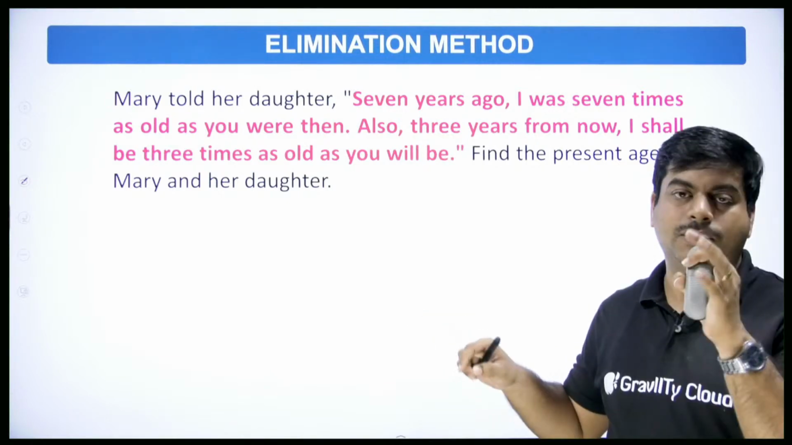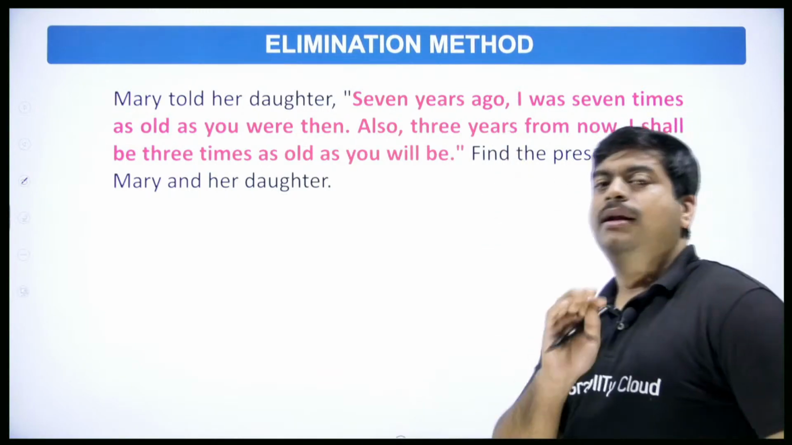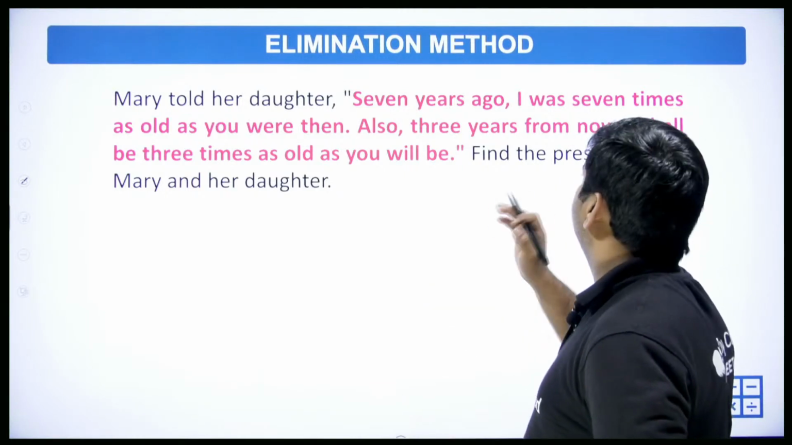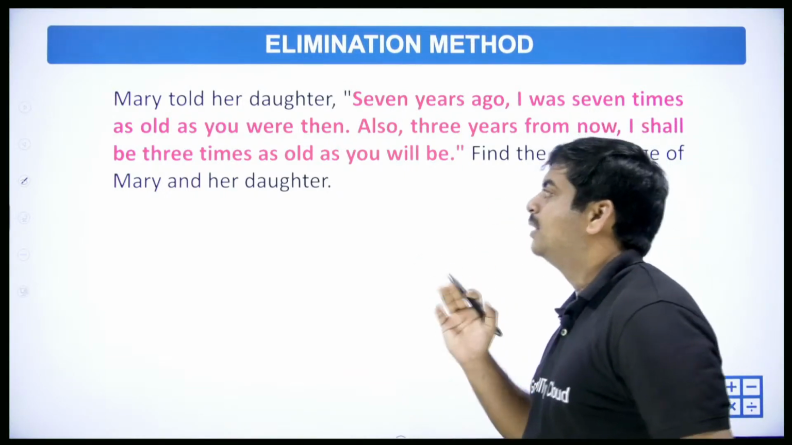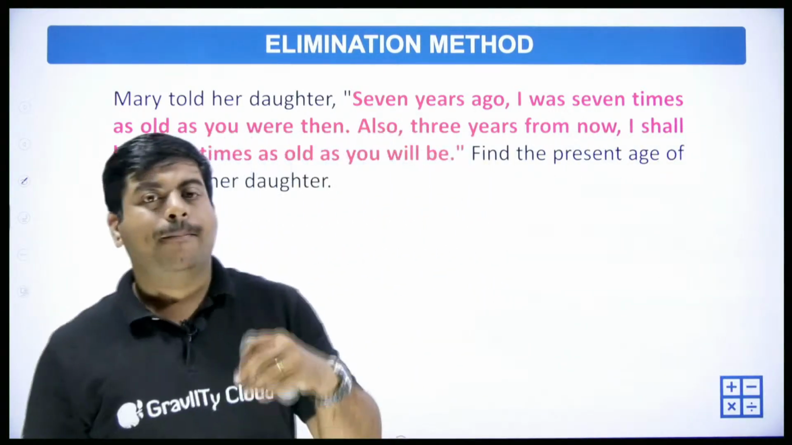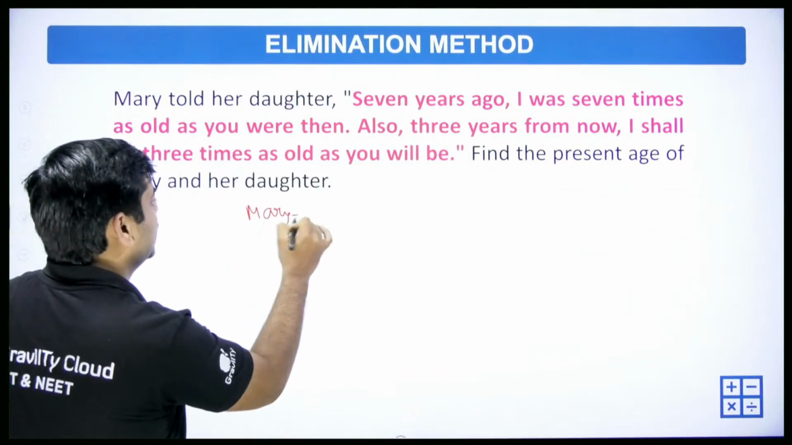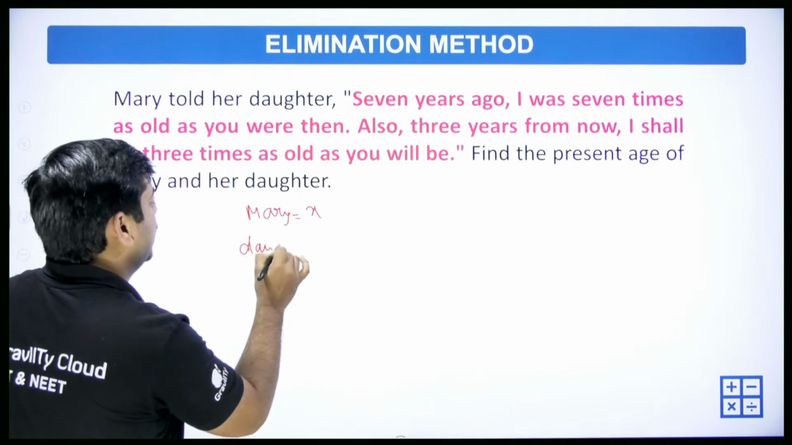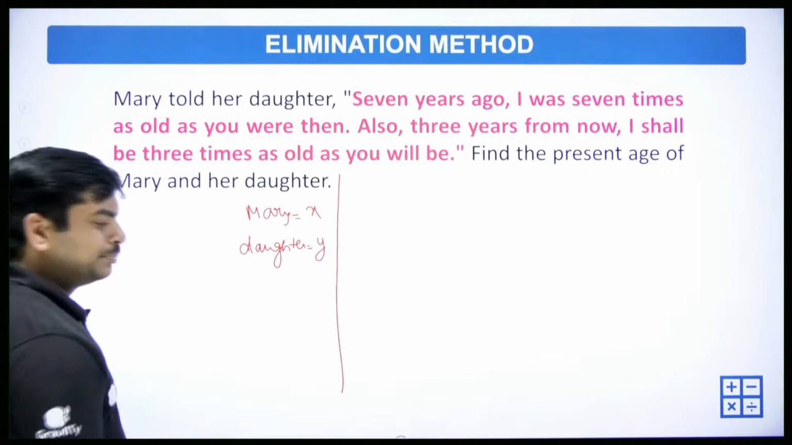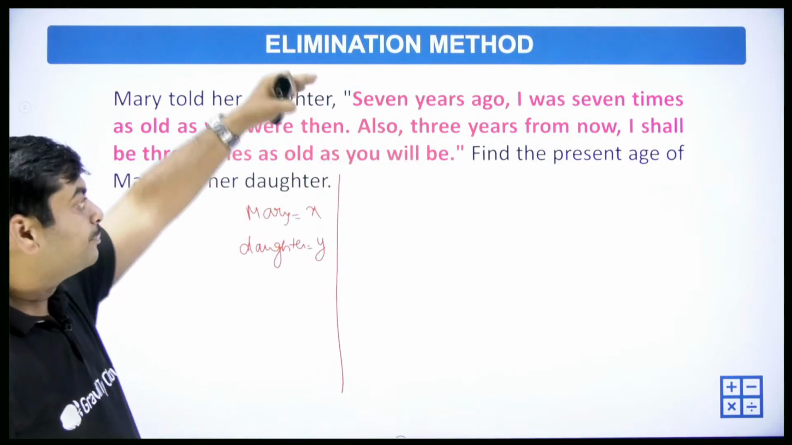So let's try to discuss once again. Mary told her daughter 7 years ago, I was 7 times as old as you were then. So Mary is there and her daughter is there. Let's take the present age of Mary as x, and her daughter's as y. Based on these two pieces of information, we need to write the equations properly.